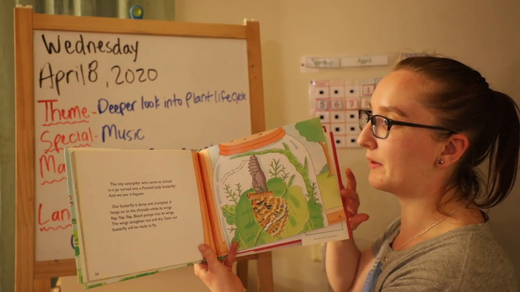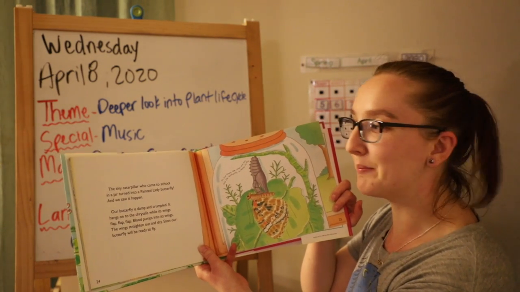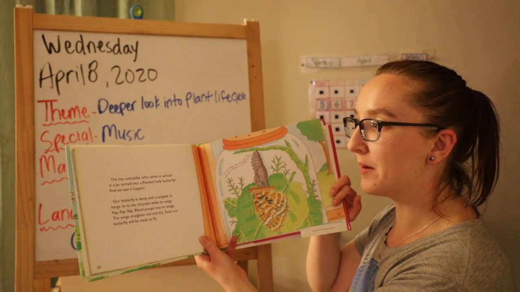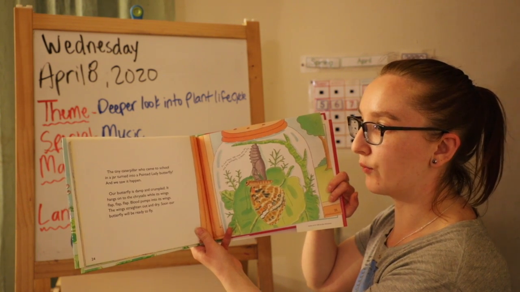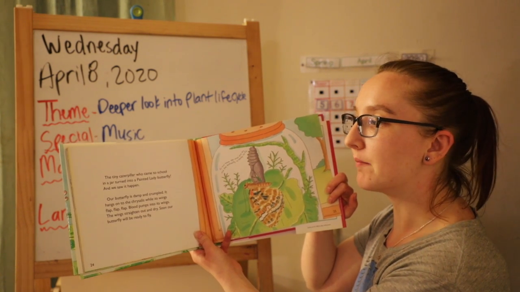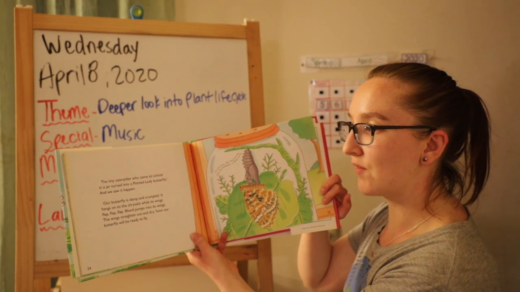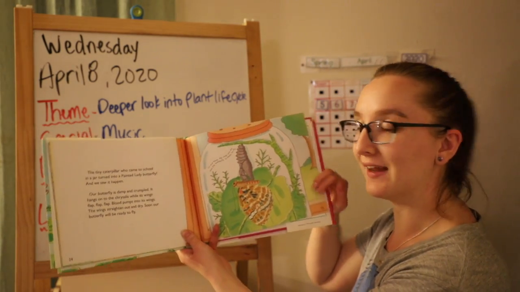The tiny caterpillar who came into school in a jar turned into a painted lady butterfly. And we saw it happen. Our butterfly is damp and crumpled. It hangs onto the chrysalis while its wings flap, flap, flap. Blood pumps into its wings. The wings straighten out and dry. Soon our butterfly will be ready to fly.